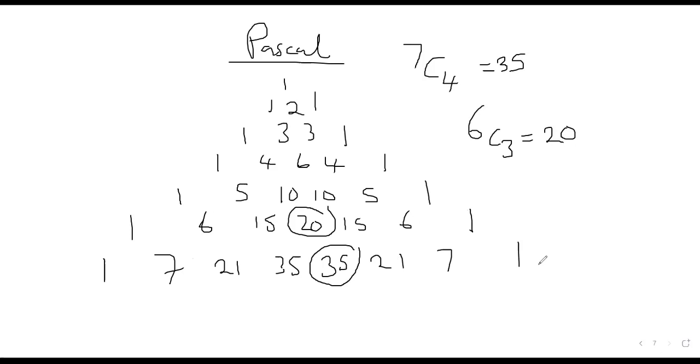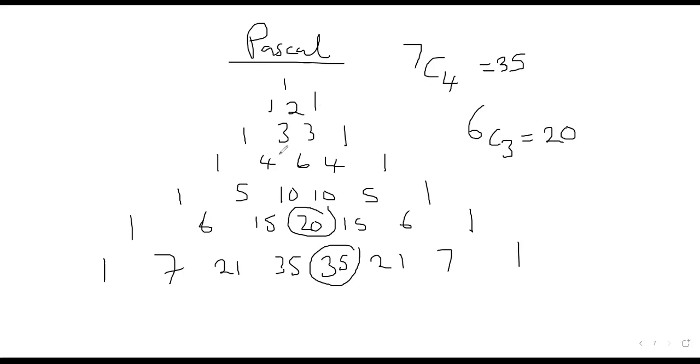A number combination 0 is 1. 7 combination 0 is 1. 6 combination 0 is 1. A number combination 1 is itself. So 7 combination 1 is 7. 6 combination 1 is 6. 5 combination 1 is 5. A number combination second last is itself. So 5 combination 4 is 5. 6 combination 5 is 6. 7 combination 6 is 7. So I don't want you to be abusing the calculator, because certain things you can just do at your fingertips.